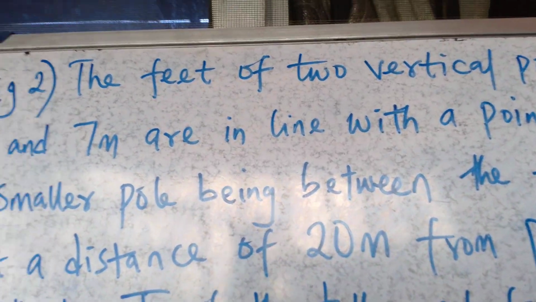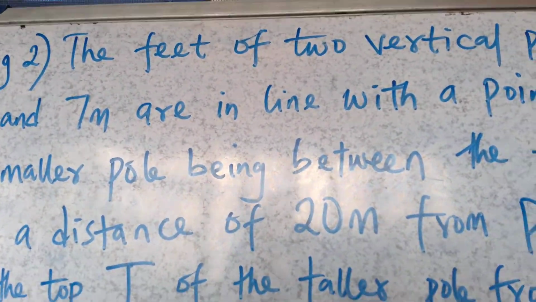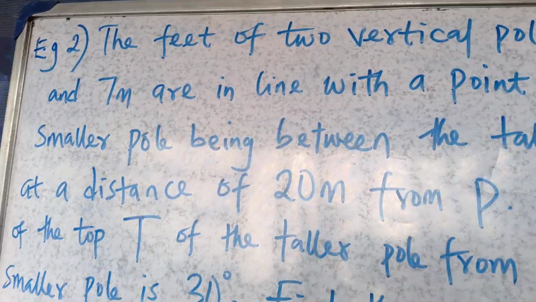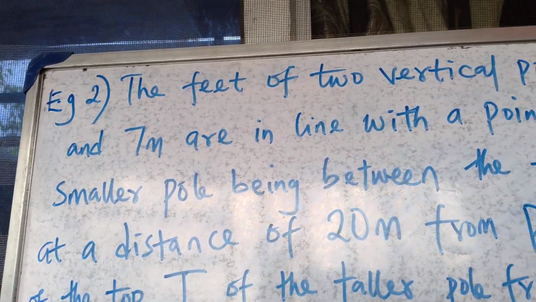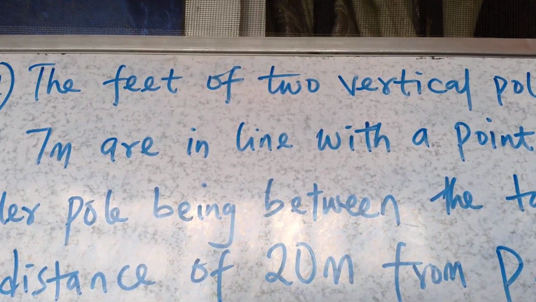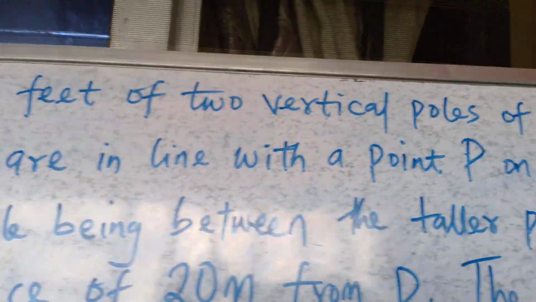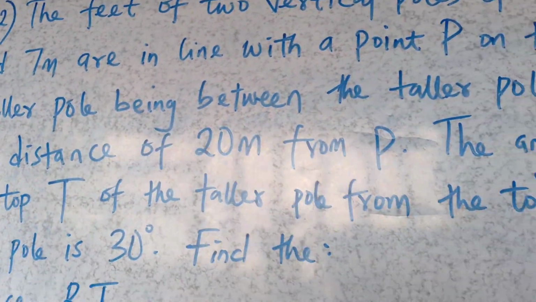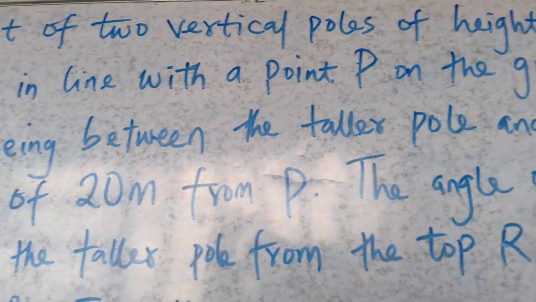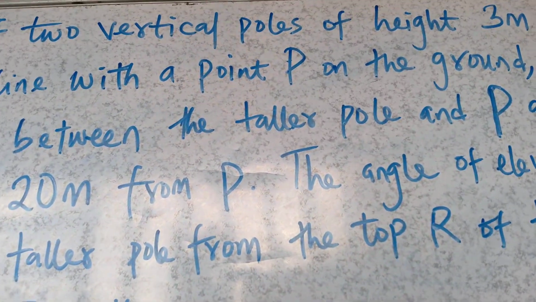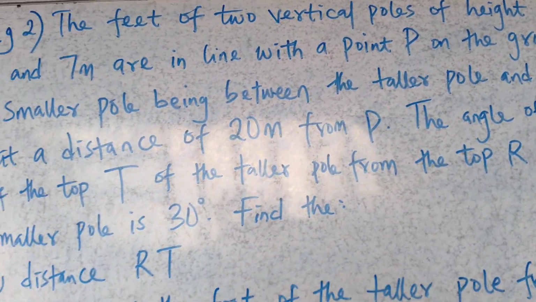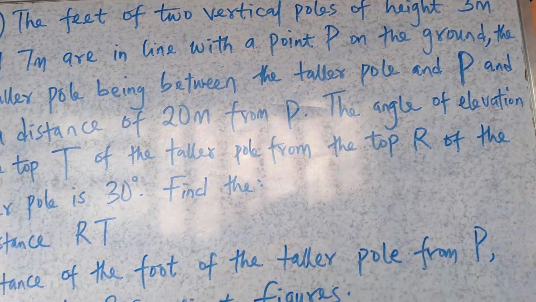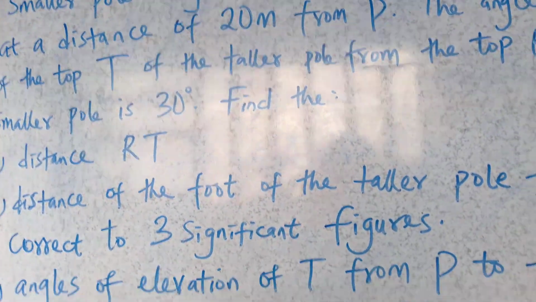We are still on the concept of height and distances, which involves the application of angles of elevation and depression. The question says the feet of two vertical poles of height 3 meters and 7 meters are in line with a point P on the ground, the smaller pole being between the taller pole and P. Okay, so we'll take that.